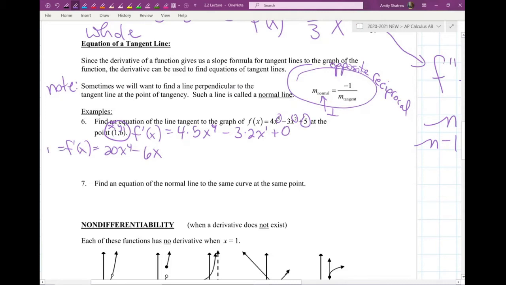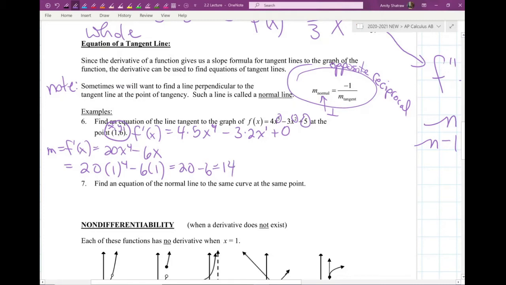So ready? My slope is equal to 20 with a 1 being taken to the fourth power minus 6 times a 1. And again, if I was doing a test and I didn't have the time, I could just put a box around that. But here I actually want to get the equation of a line. So I'm going to calculate this. Ready? 20 times 1 to the fourth power is just 20. And 6 times 1 is just 6. And so my slope is just 14.